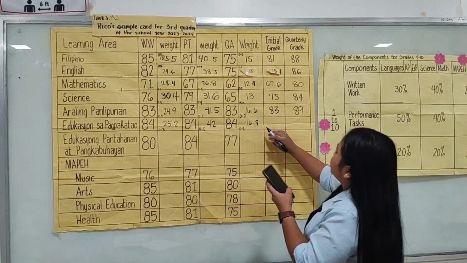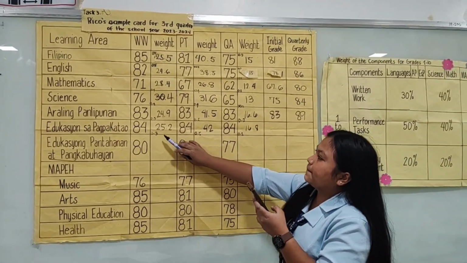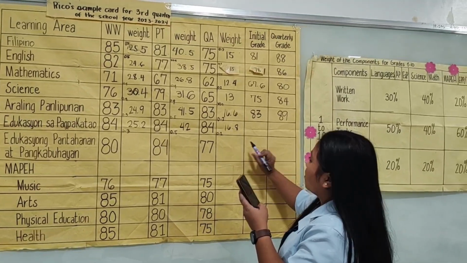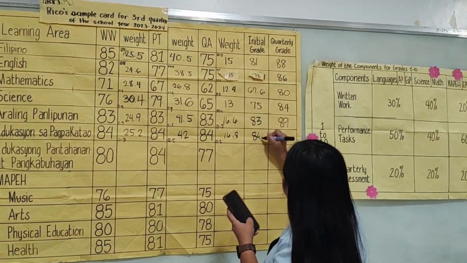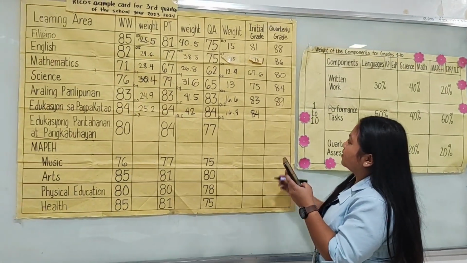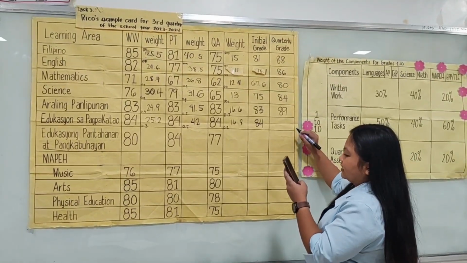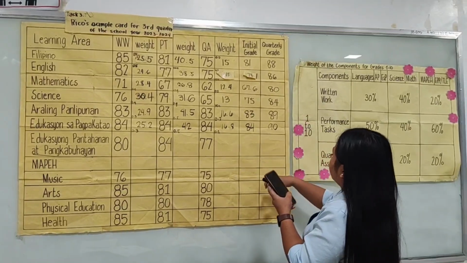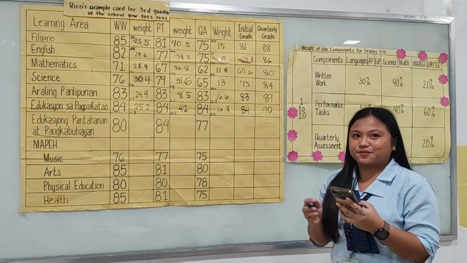16.8. And to get the initial grade, we have to add these weighted scores. So 25.2 plus 42 plus 16.8 equals 84. So the transmuted grade of 84 is 90. So the quarterly grade in Edukasyon sa Pagpapakatao is 90.